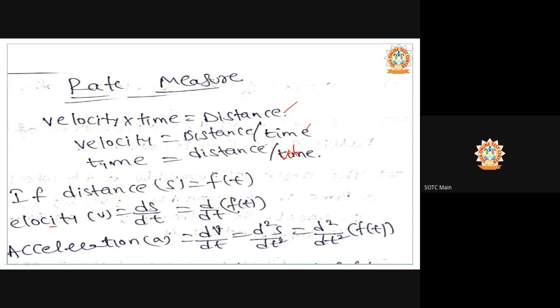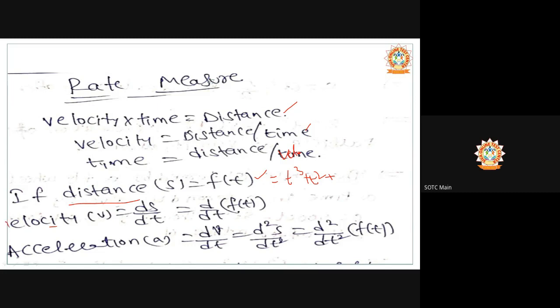So now just try to see. Let us suppose I'm assuming an equation: distance is s, and it is a function of t, so it is given by f of t. Your question will be in f of t only, where t is your time, and it is in the form of something like t cube plus t square plus 2t. That is your distance.